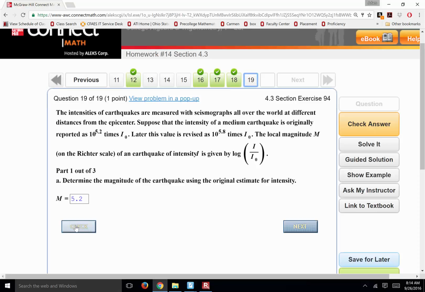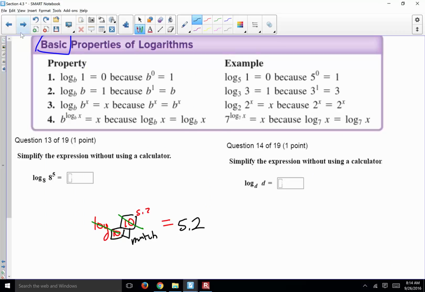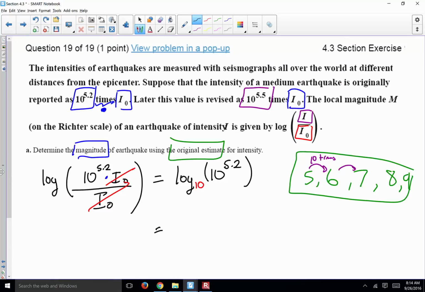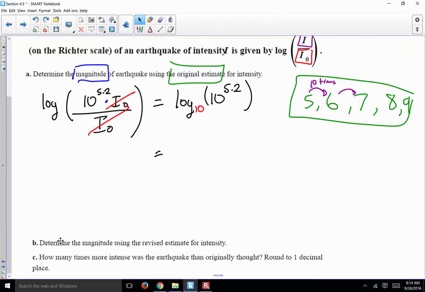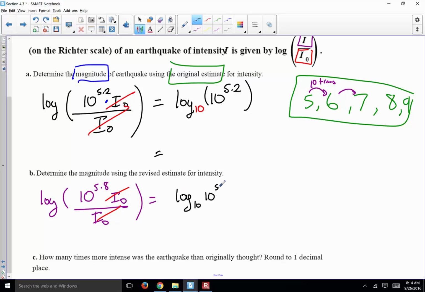Okay, but later more reports came in, and the new number is 5.8. Guess what we are going to do in part B? We are going to check out the scale of the revised reading, which is 5.8. I think you know how to get this. You cancel these, and the new number is the logarithm base 10 of 10 raised to the 5.8. These cancel, and we get 5.8.